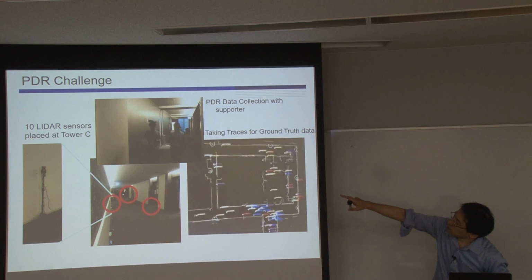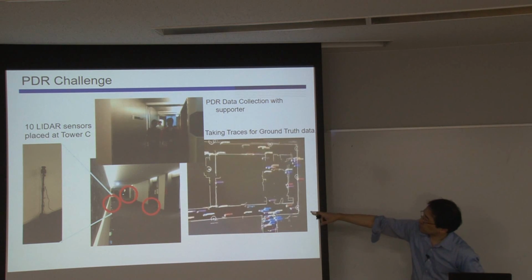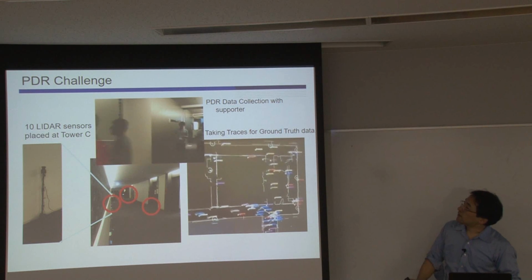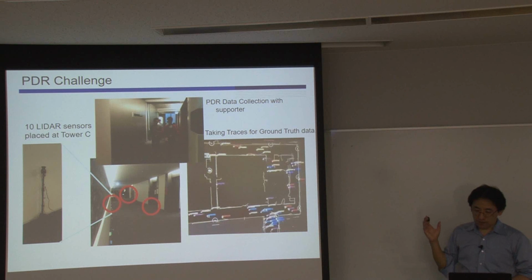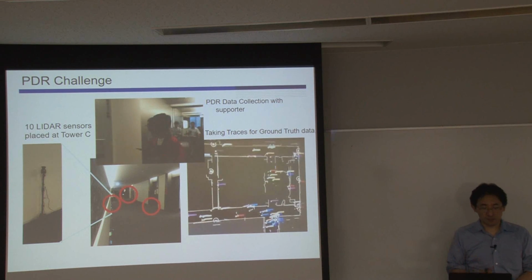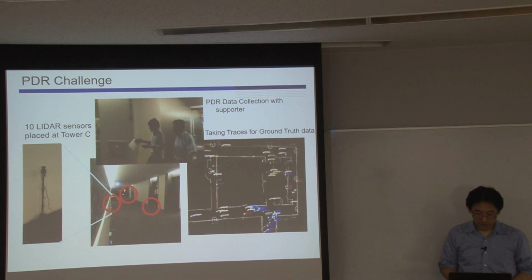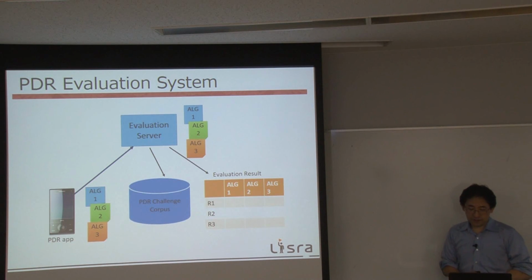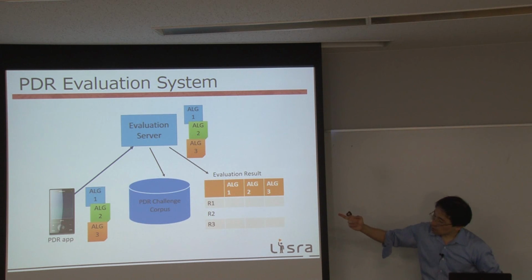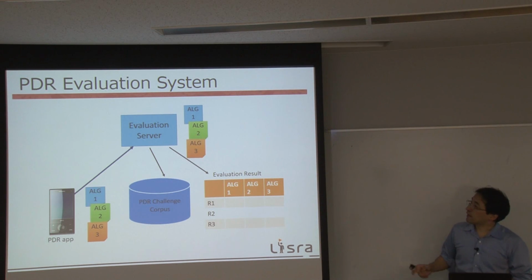The subject is walking like that, and we can calculate the location by using the radar sensors. Every movement is collected by the sensors inside the smartphone. And the evaluation system is like this. Each smartphone has an algorithm inside, and they send the data to the evaluation server. Sensor data is also put into the PDR challenge corpus, and then we evaluate the result like this.